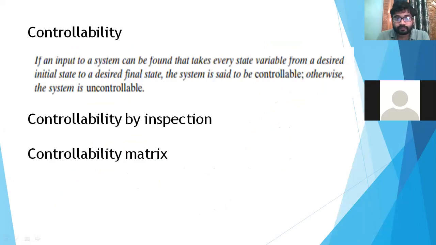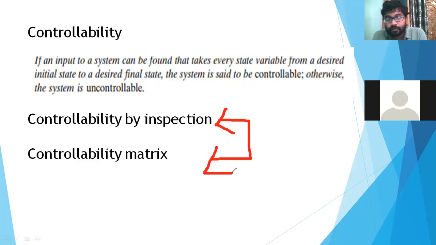So controllability. Now you see the definition. Take a minute and read the definition. If an input to a system can be found that takes every state variable from desired initial state to desired final state, the system is said to be completely controllable. Otherwise, the system is said to be uncontrollable. Now I think you got the definition of controllability. I told you in the previous slide: controllability from input and observability from output.